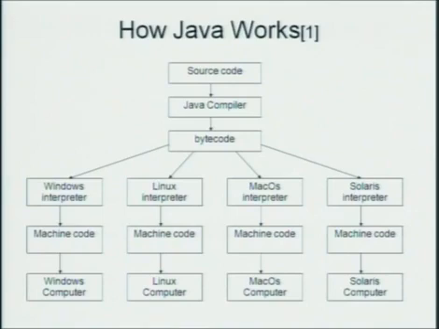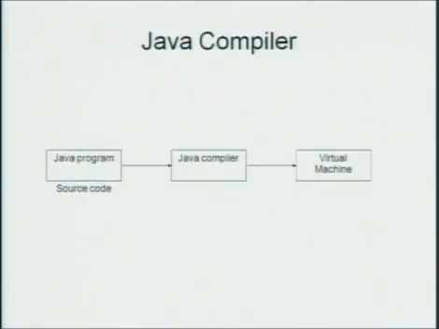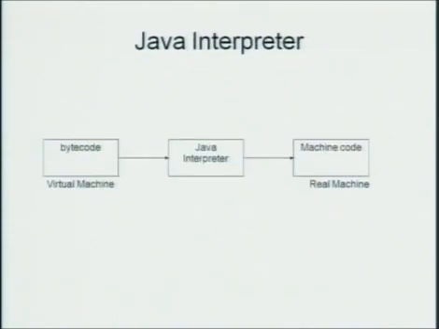So the compiler can be different, but the interpreter is the same. So execution of a Java program will be the same on all kinds of computer systems and operating systems. The first one is the Java compiler. The Java compiler compiles the Java program. It checks for syntactical errors in the program. The Java program is source code, and the Java compiler converts that into byte code. It is given to the Java virtual machine.